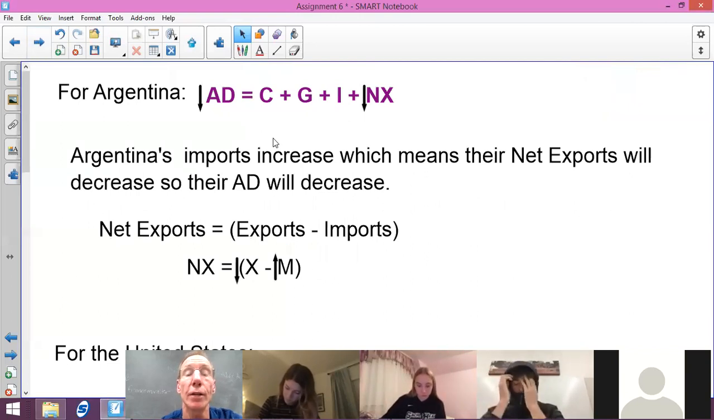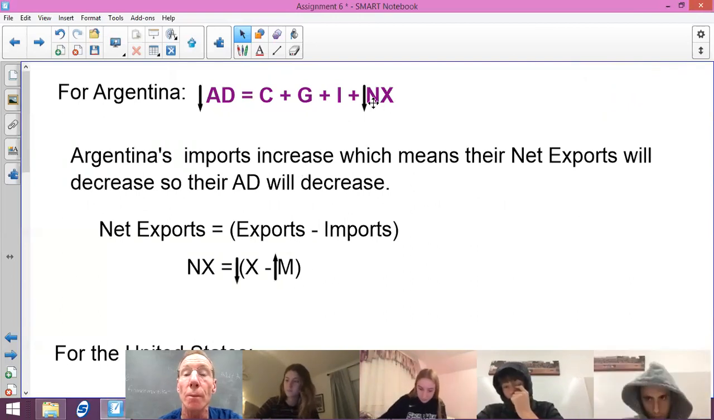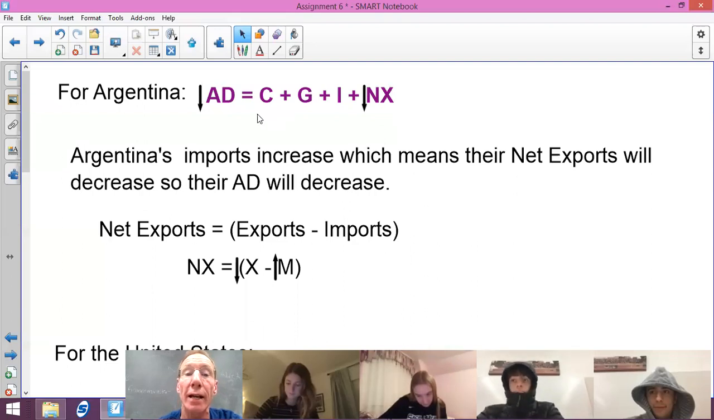Okay, so once again, this is important. This is what I was saying. This is where you can get confused. You're not talking about the U.S. You're talking about Argentina. And if we're selling goods to Argentina, yes, we are exporting to them, but from the perspective of Argentina, they're importing. So Argentina's imports are going to increase, which means since net exports is exports minus imports, if the negative part of this gets larger, then the whole expression net exports is going to decrease, which means that their aggregate demand is going to shift to the left.